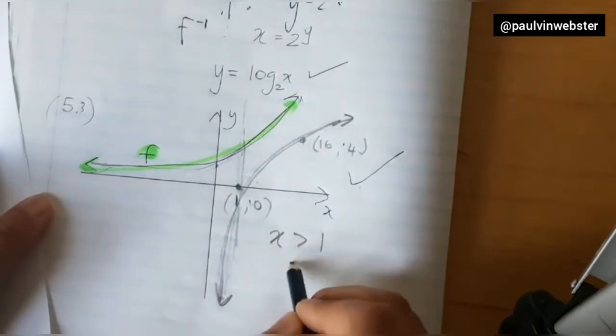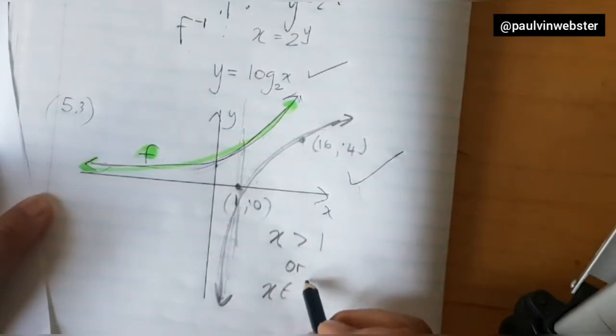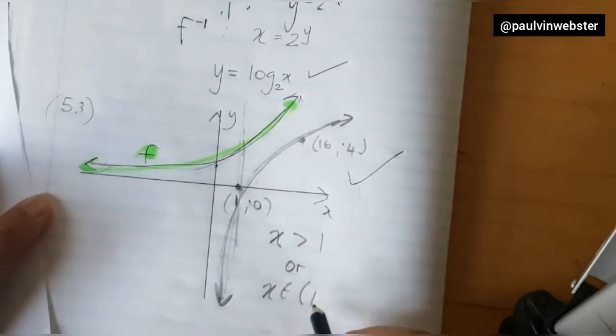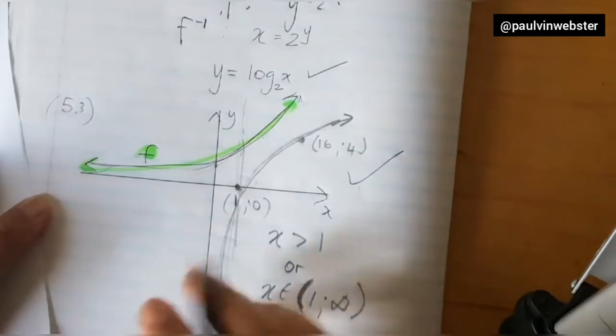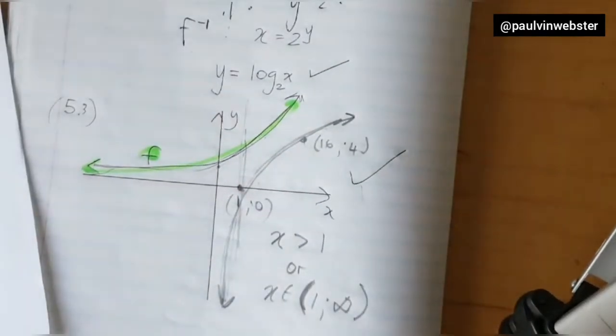Or you can write it in the other notation, which is x is an element of (1, ∞), from 1, but remember 1 is excluded, so that's why we have these round brackets, up until positive infinity. Hopefully this one is clear. Let me know so that we can discuss it again.